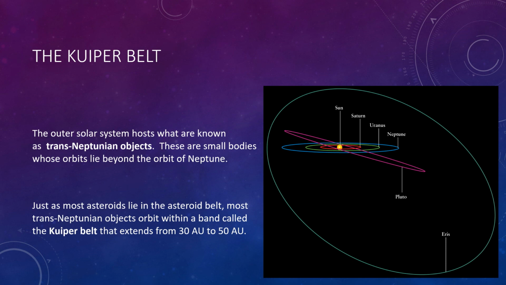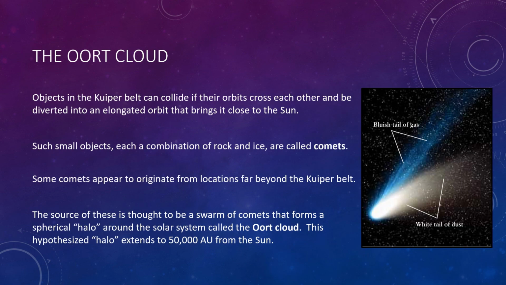So this brings us to the last part of our discussion for this lecture, the Oort cloud. Objects in the Kuiper belt can collide if their orbits cross each other and be diverted into an elongated orbit that brings it close to the sun. Such small objects, each a combination of rock and ice, are called comets. Some comets appear to originate from locations far beyond the Kuiper belt. The source of these is thought to be a swarm of comets that forms a spherical halo around the solar system called the Oort cloud.